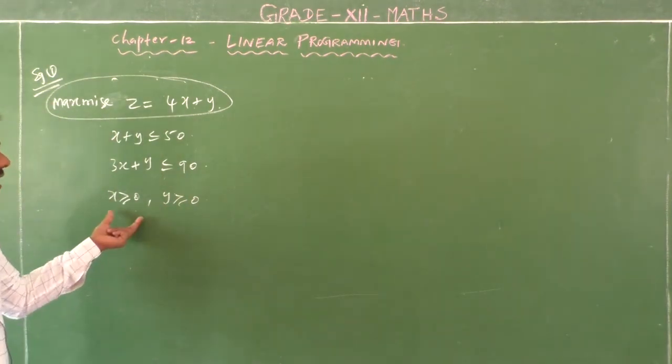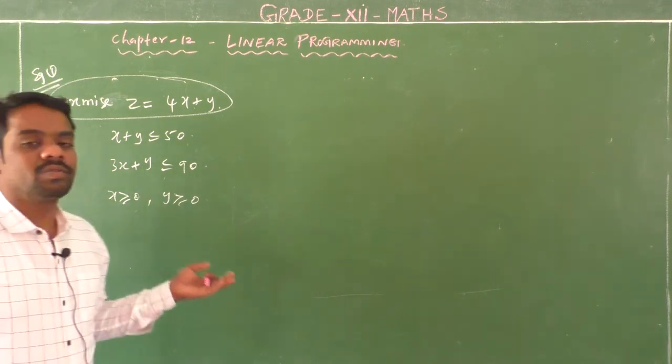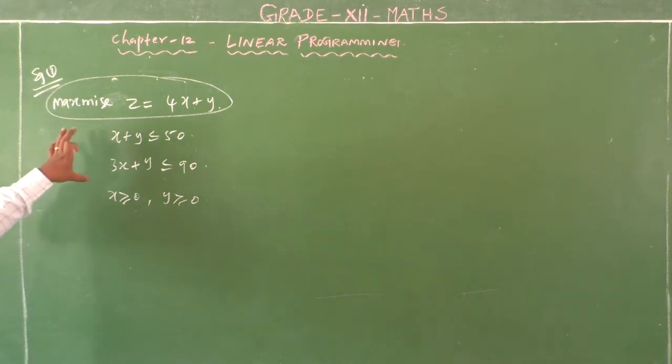So x is greater than or equal to 0 and y is greater than or equal to 0, both positive, only the first quadrant is there. So only the first quadrant. Draw the graph of the given functions. Okay, listen.